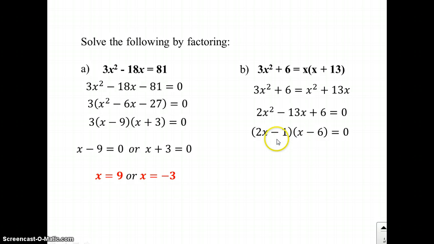Once we're done factoring, we use our zero product property, set each factor equal to 0. So 2x minus 1 can equal 0, or x minus 6 can equal 0. And we solve these simple equations. This one we're going to add 1 divided by 2. Here we're going to add 6. So x could equal 1/2, or x could equal 6. Lovely.